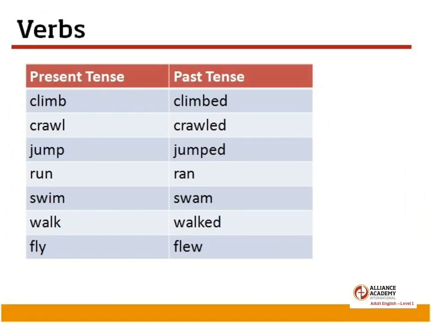Verbs that we need to know for Module 5 are climb, and in the past tense climbed, crawl. Crawl is get the yard, so a baby will crawl, some animals definitely crawl. Crawled in the past tense. Jump, jumped. Run is irregular, so the past of run is ran. Swim is also irregular, and the past tense for swim is swam.